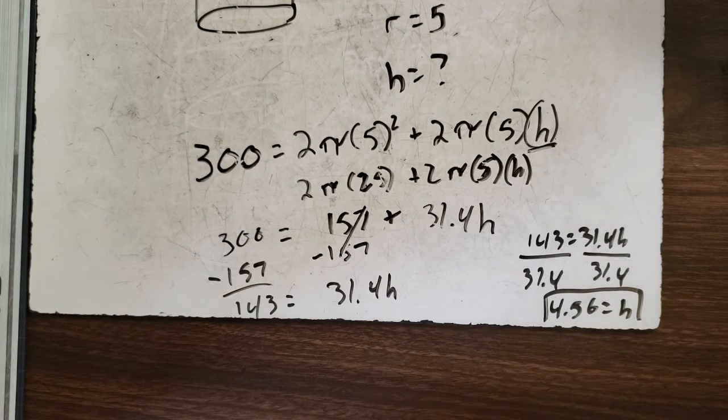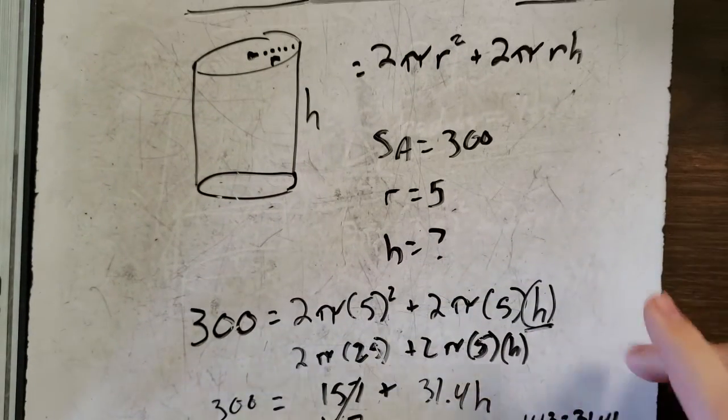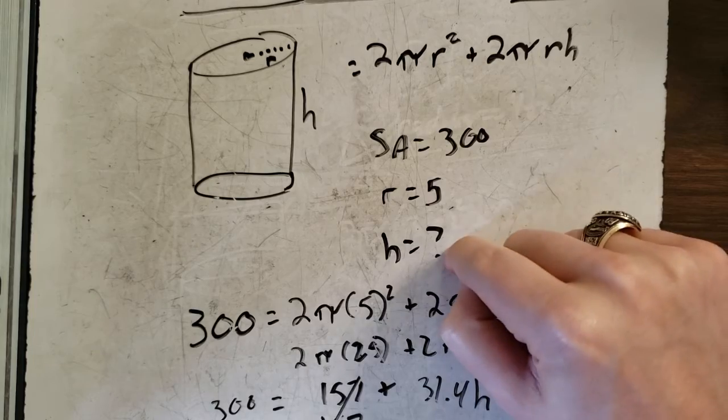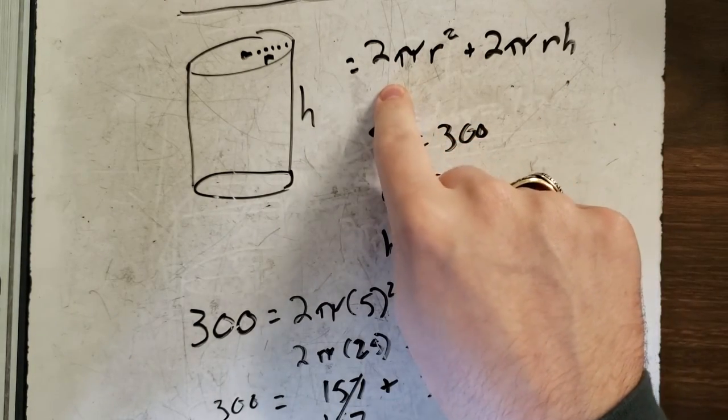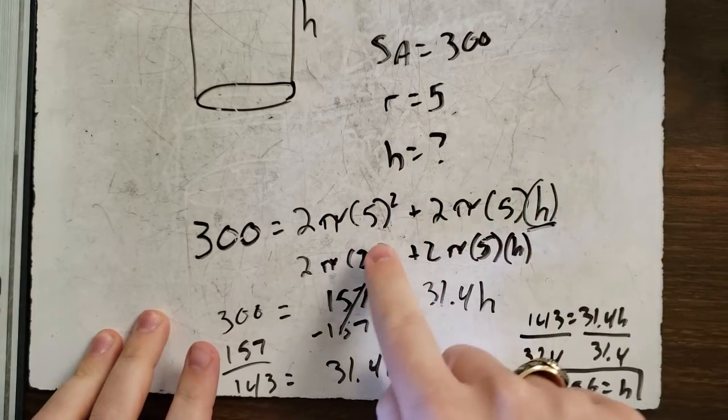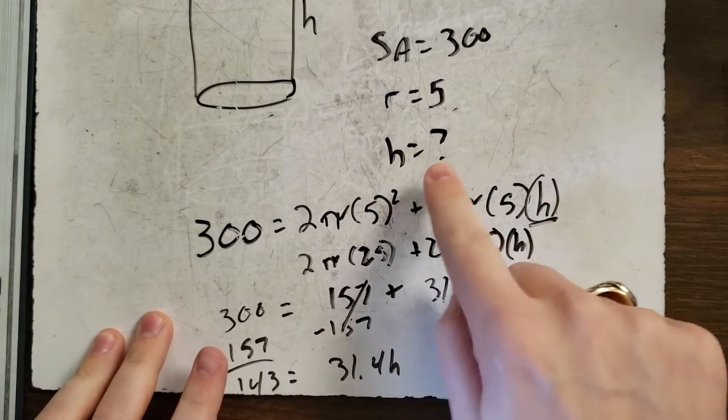So, I know, it looks like a lot, okay? It's okay, it's not a lot. Well, it could be a little bit, but no, it's steps, right? Write down what you know. We knew the surface area is 300. We knew the radius was 5. We need to find the height. We put everything we knew into our formula. Our surface area was 300. Our radius is 5. Our height is what we're trying to find, okay?